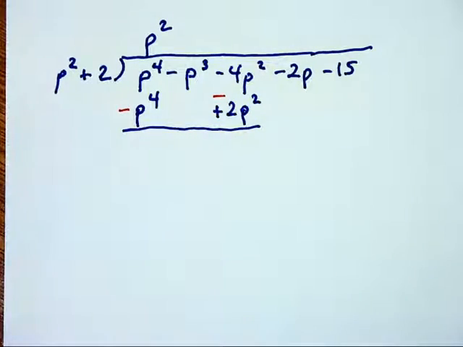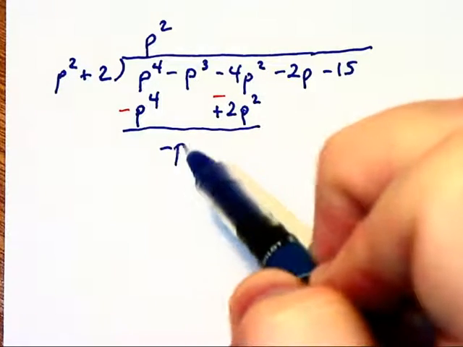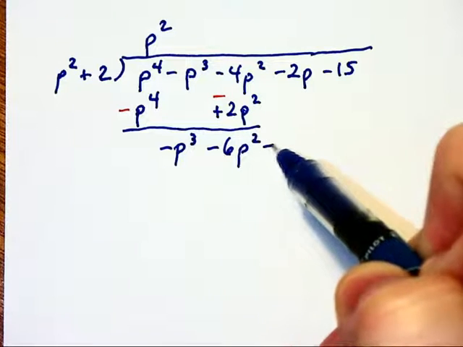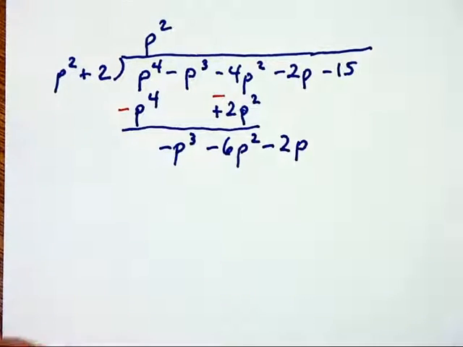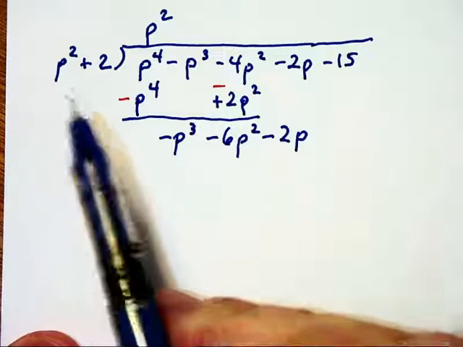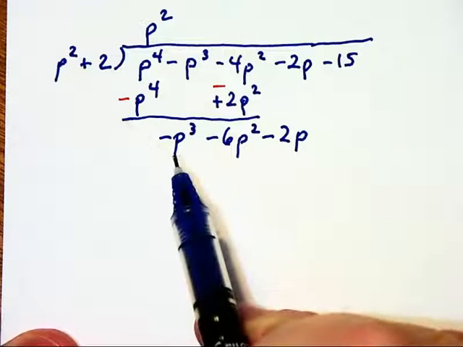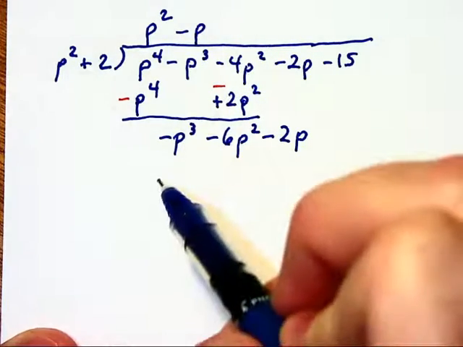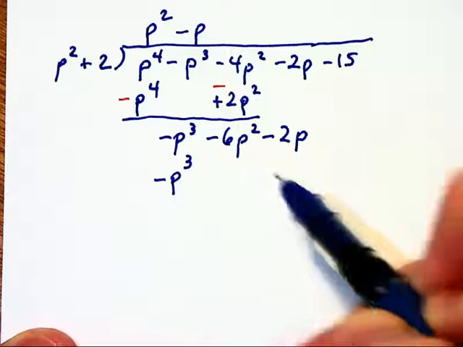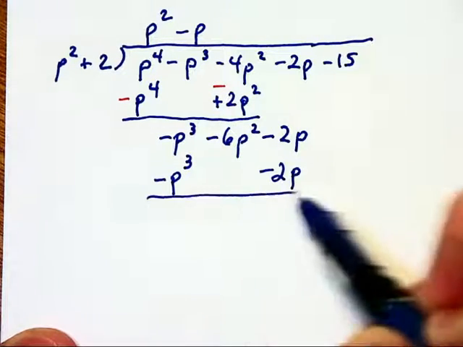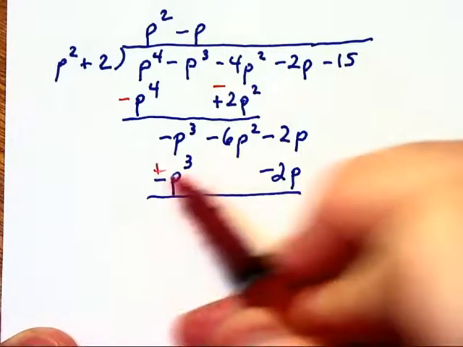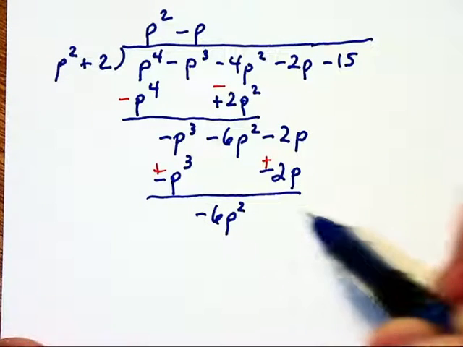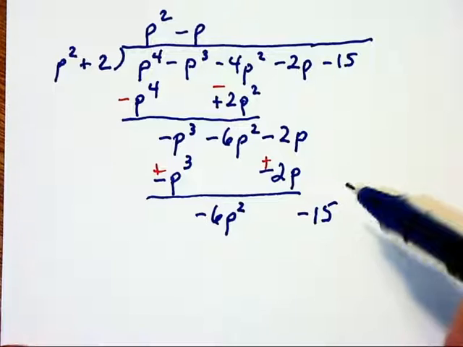So I'm going to add the opposites. This minus p to the third is going to slip right through. I'm going to have minus 6p squared there, and I'm going to bring down the minus 2p. And that's really the only trick in this process. Again, p squared at the left times what makes negative p to the third? And the answer is minus p. That gets multiplied by each at the left to give us minus p to the third minus 2p. Adding down the opposites, those are going to cancel out. We'll have the minus 6p squared coming down and the minus 15 left.